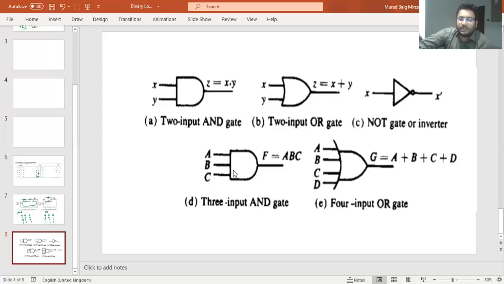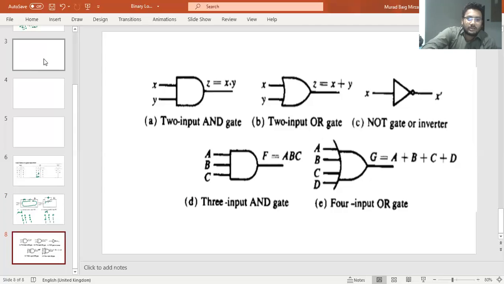Here you can see a three input AND gate. It will AND all three inputs and then give us the answer. The procedure of AND will be the same. I will explain a bit here. F will be 1 if and only if A, B and C, all three inputs, are 1. Otherwise, if any one of these three inputs is 0, we have no signal coming through the output. Similarly here, a 4 input OR gate will OR all the 4 inputs and give us the answer.